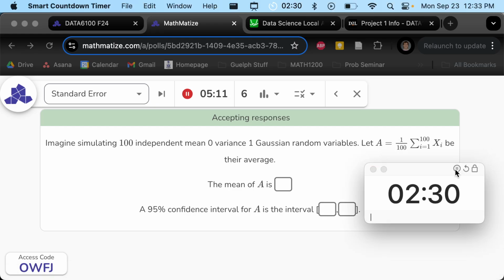5 people have answered. Let's see what you guys put. Put in some guesses. I want to see how close people are. Put in whatever you can. If you have no idea for something, that's okay too.